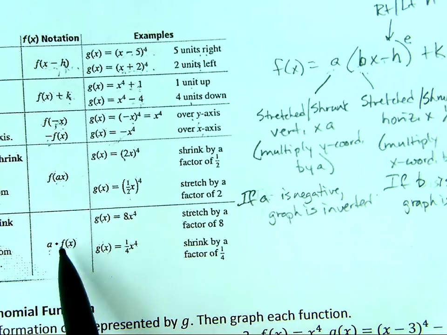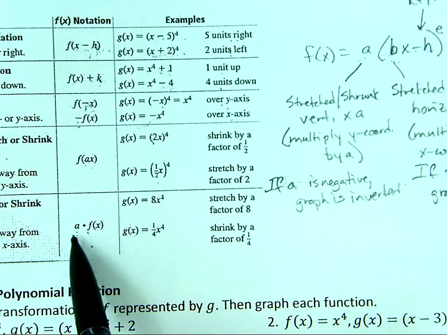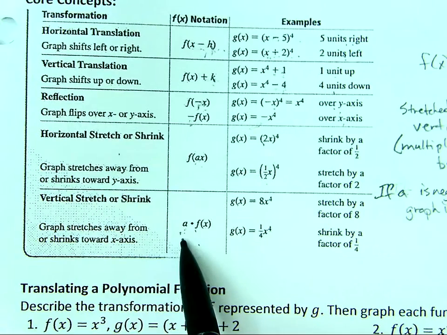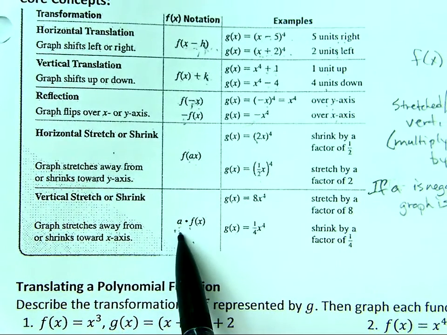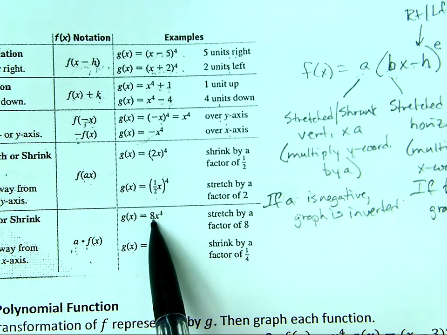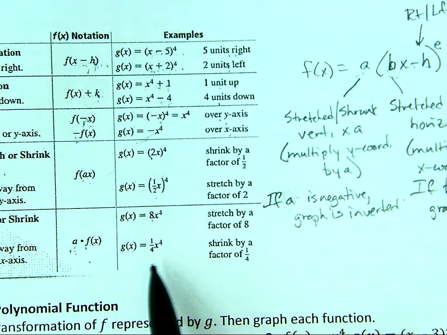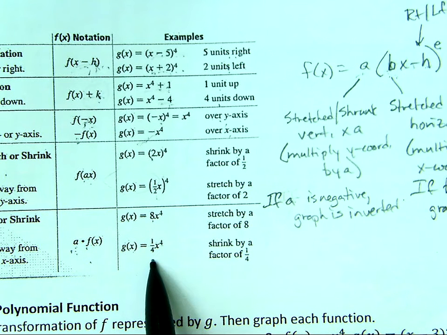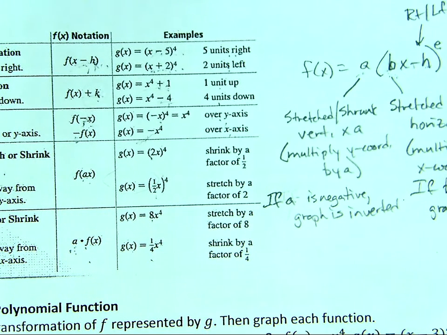Then the last one, this is the one we already have talked about. If there's a number multiplied out front, that's a vertical stretch or shrink. So like here, if there's an 8 out front, that means it's stretched vertically by 8. So you would take every y coordinate and multiply it by 8. If there's a fraction out front, like here, 1/4, then it's shrunk vertically by a 4th. So it looks shorter than it did before. You would take every y coordinate and multiply it by 1/4.